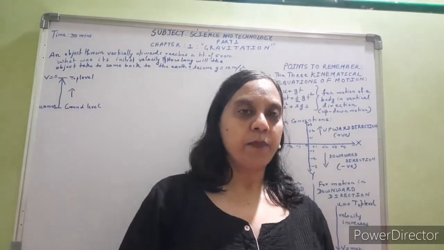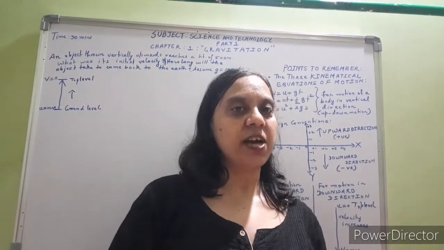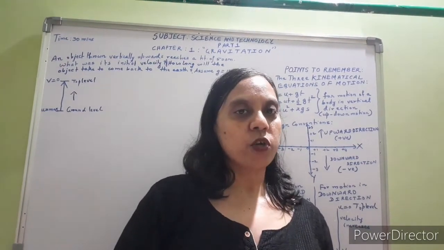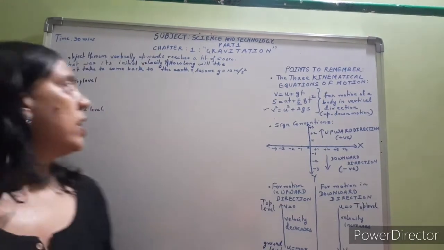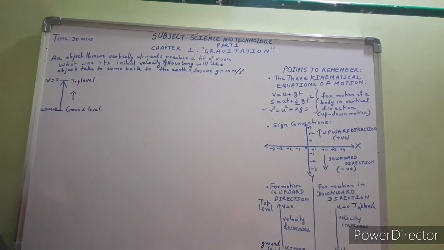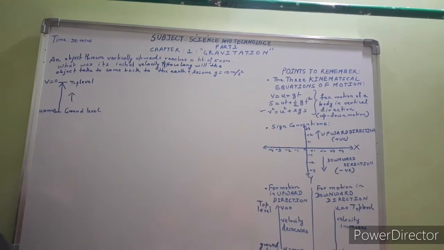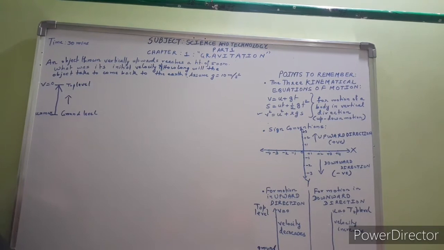Students, if you remember, I had solved one problem from the exercise of this chapter. Today, I will solve some more problems for you. So, let us take the second problem. An object thrown vertically upwards reaches a height of 500 meters. What was its initial velocity and how long will the object take to come back to the earth?